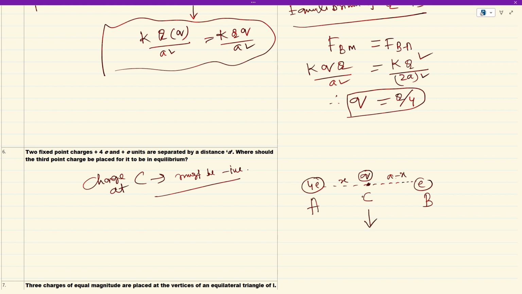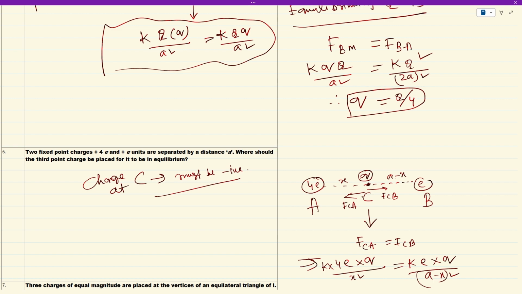This time we consider equilibrium of this charge because we have to cancel e from both sides. So what is happening there? This is a negative charge. It will experience FCB this manner, it will experience FCA this manner. So put FCA equal to FCB here. FCA is what? K into 4e into q by x square, equals K into e into q by a minus x whole square.